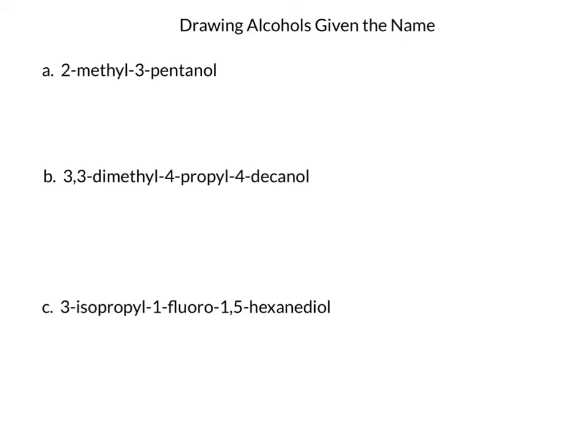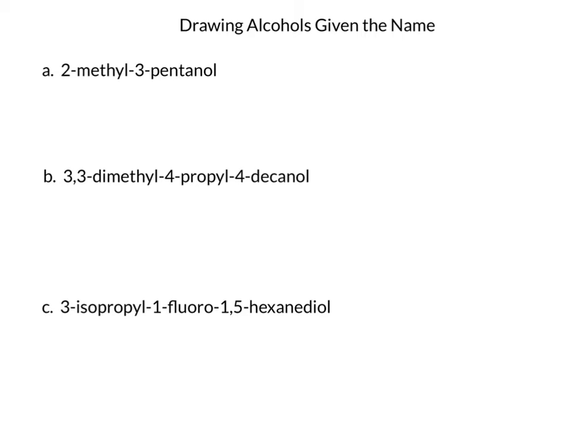Remember that oxygen only gets 2 bonds, so it is already done. And that is your 2-methyl-3-pentanol. So is this a primary, secondary, or tertiary alcohol? Recall that we look to see where the hydroxyl group is attached. We see here on number 3, the carbon that it is attached to has 2 carbons attached to it. That makes this a secondary alcohol.